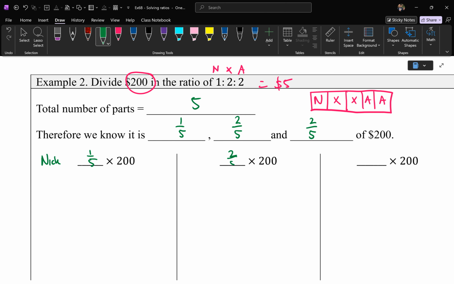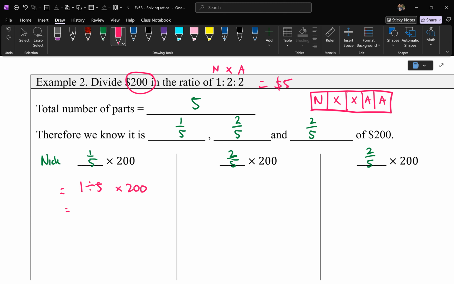Whereas Xavier is 2/5 times 200. And Attila is the same, 2/5 times 200. Again, you can practice doing fractions, or you can do it on a calculator. The point is, I want you to be able to think how to solve it. So here we go. If you type on a calculator, 1/5 is the same as 1 divide 5 times 200.